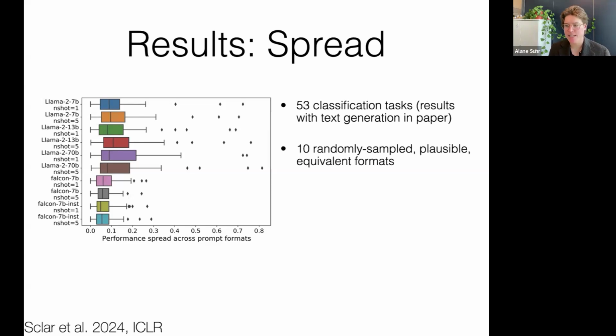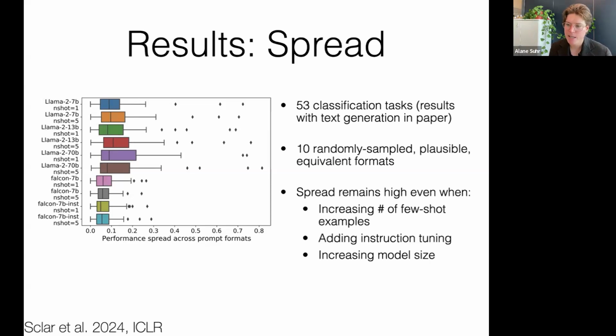Here, we had just sampled 10 formats from our grammar, but I will also describe a way that we can do better sampling of formats to get an even better lower bound on the spread. And we find that the spread and sensitivity here remains high, even when we are increasing the number of few-shot examples, when we're looking at instruction-tuned models, and when we're increasing model sizes.